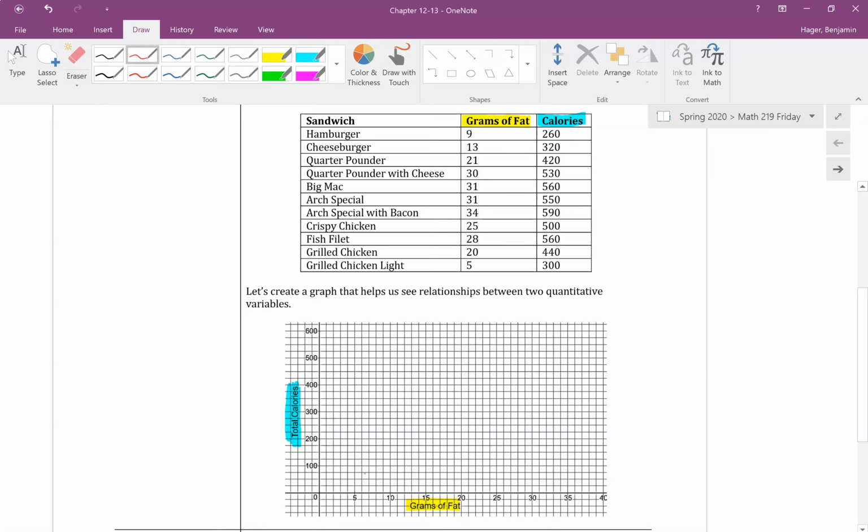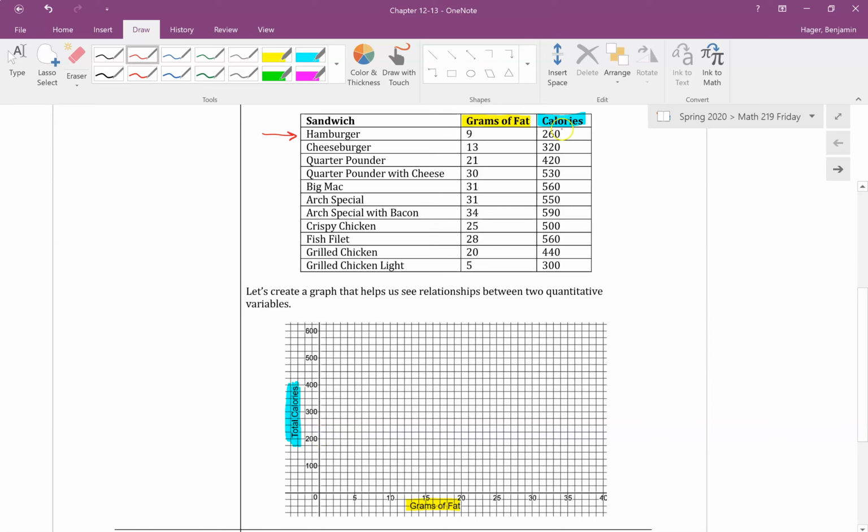I'll do one or two, and then maybe I'll pause it real quick and do the rest. Just taking a look at the first one, a hamburger. 9 grams of fat, 260 calories. On the graph, find 9 grams of fat, 5, 6, 7, 8, 9, and then go up to 260 calories. Now notice the distance here. It looks like they're counting by 20s, like 20, 40, 60. Nope, they're not. They're counting by 25s. 25, 50, 75, 100, 125, 150, 175, 200. So each of these vertical marks here is 25 points.